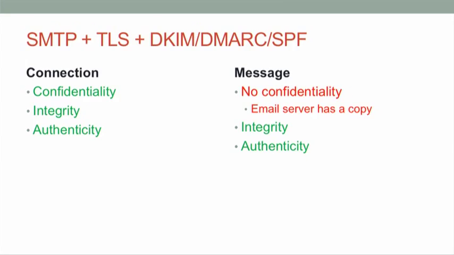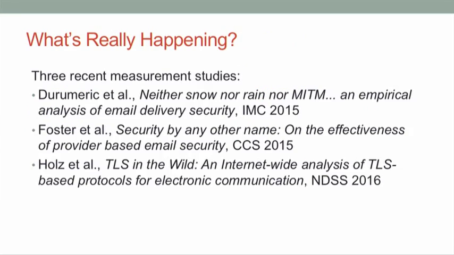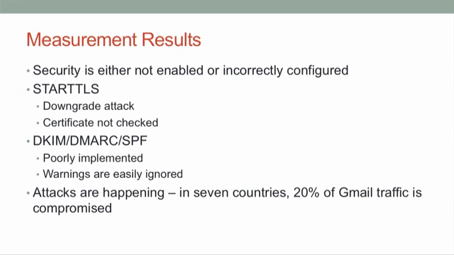The question has been, how well is this working? Just this past year, at top conferences, three separate groups did measurement studies where they looked at the back end of how email is being transmitted on the internet, and studied how well TLS and DKIM are working. The results were mixed, okay? It turns out that in a lot of cases, it's not turned on, or they saw a lot of incorrect configurations. I would say the major webmail providers, the Googles, Yahoos, and Hotmails, are leading on this, but so many other servers haven't incorporated this.